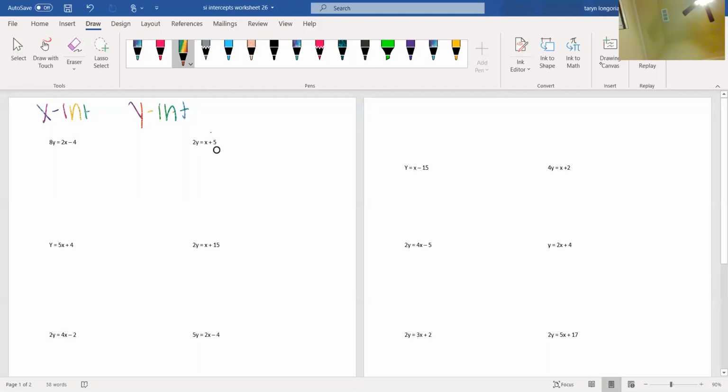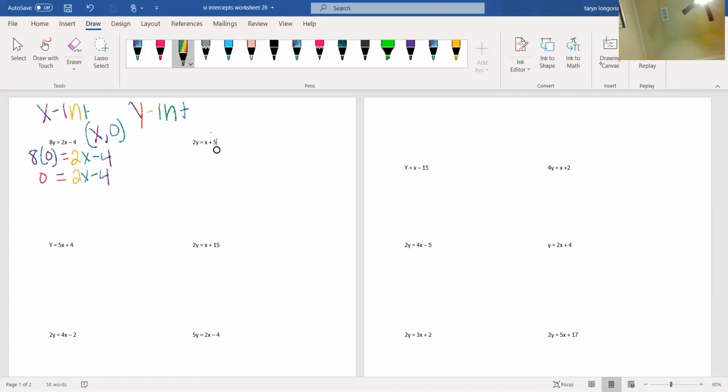If you want to find your x-intercept, you're going to leave your x. Whenever you have an x-intercept, it's going to be your x and then 0. So your y is going to be 0 for x-intercepts. If your y is 0, we're going to simply plug in a 0 for our y to find what our x would be. So 8 times 0, 0, 2x minus 4.